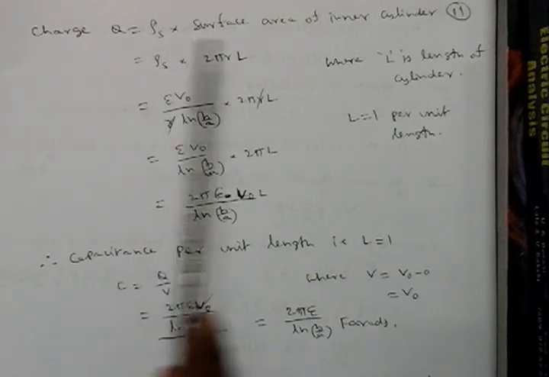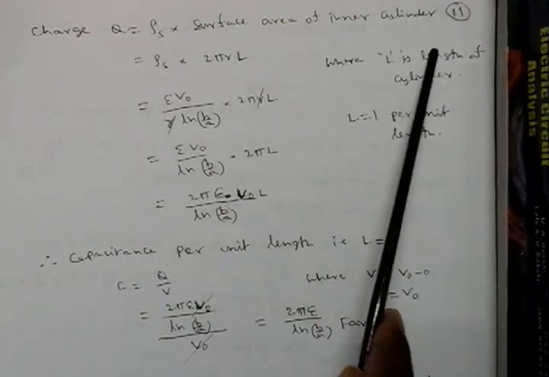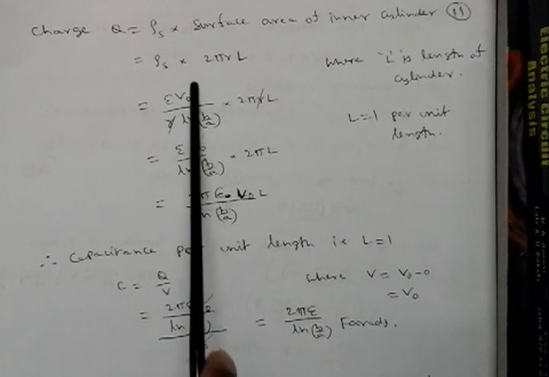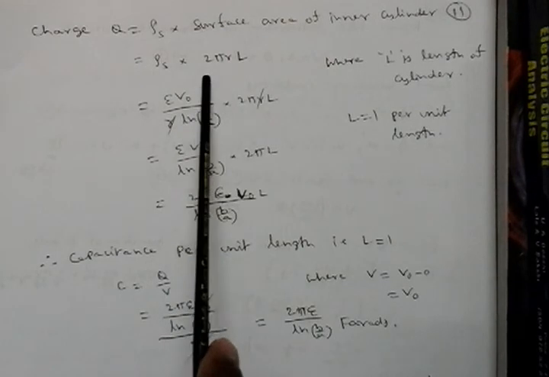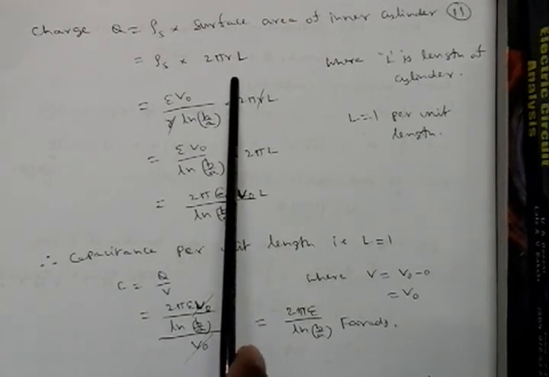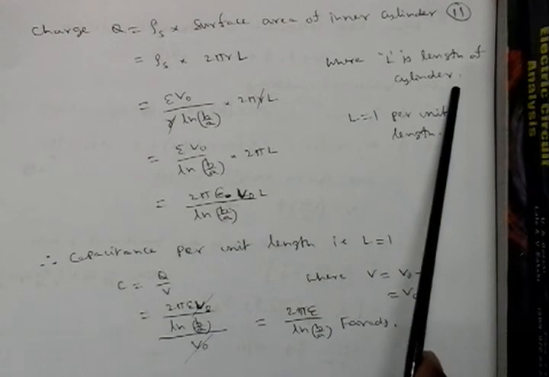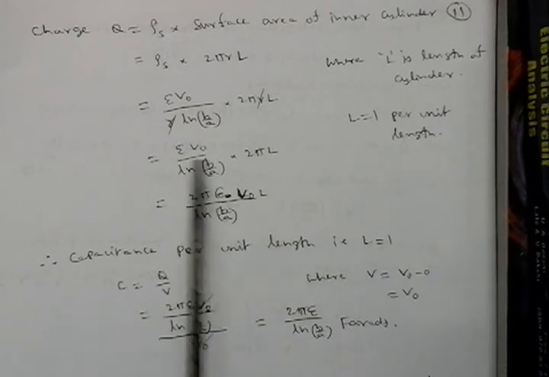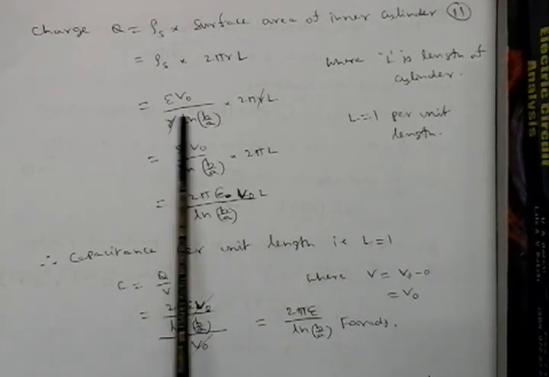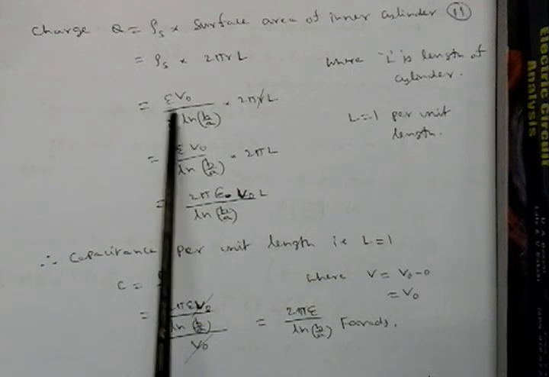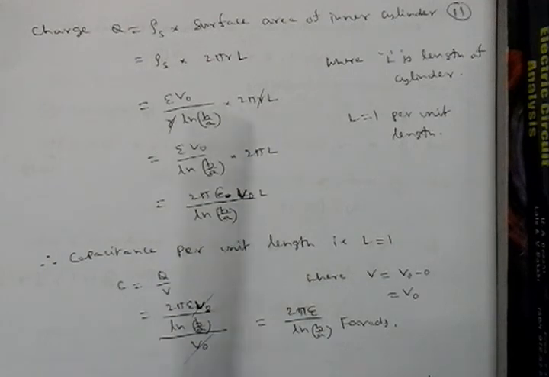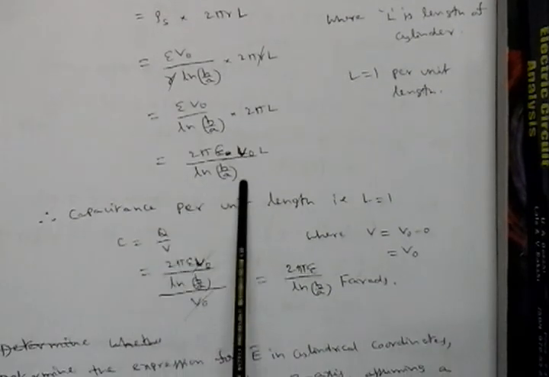Next, charge Q is equal to rho S into the surface area of the inner cylinder. The surface area of the inner cylinder is 2 pi r into L, where L is the length of the cylinder. So Q is equal to rho S, whatever you got in the previous expression, into 2 pi r into L. R will get cancelled. Finally, the charge Q is equal to this much.